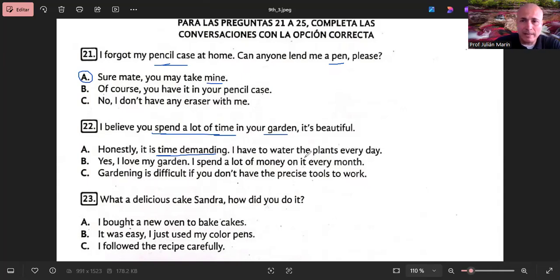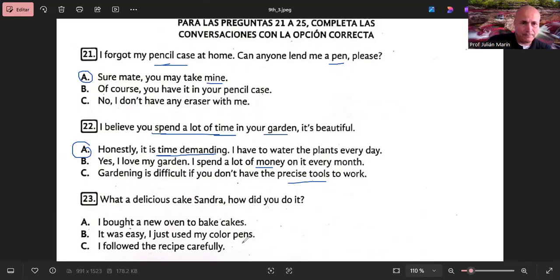Let's evaluate B and C. B: Yes, I love my garden. I spend a lot of money on it every month. So then we have spending time, spending money. Over here, it doesn't match. We're talking about different elements. So that is why I will reject or cancel B. C: Gardening is difficult if you don't have the precise tools. And over here, we're talking about another element, which would be the tools. So that is why the most coherent answer will be A. This is the one that I suggest.